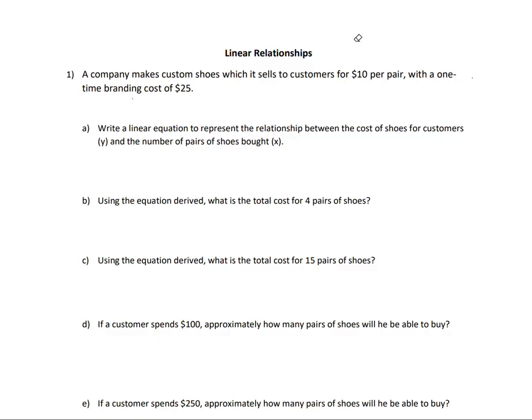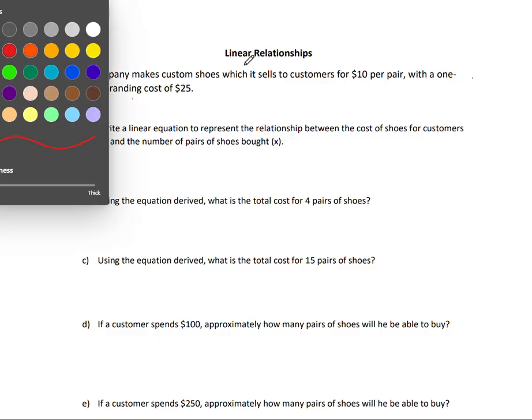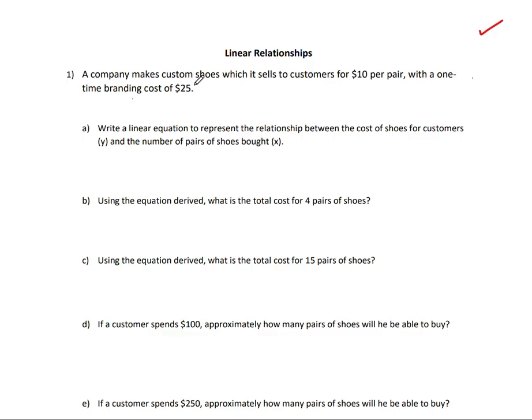Here we are told that a company makes custom shoes which it sells to customers for $10 per pair with a one-time branding cost of $25. We are asked to write a linear equation to represent the relationship between the cost of shoes for customers, Y, and the number of pairs of shoes bought, X.